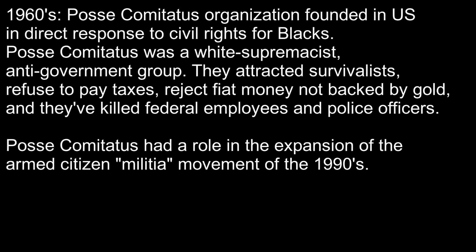The Posse Comitatus organization was founded in the U.S. in the 1960s. It was a far-right, conspiracy theory-laden, anti-government, white supremacist group. They were survivalists, refused to pay taxes, rejected fiat money not backed by gold. Posse Comitatus members have killed federal employees and police officers. And they played a role in forming armed citizen militia movements in the 1990s.